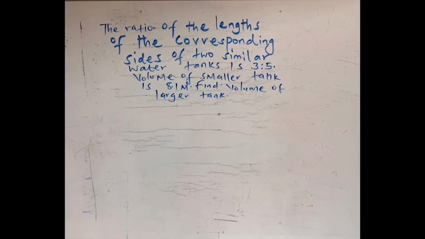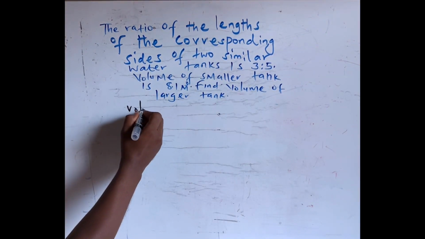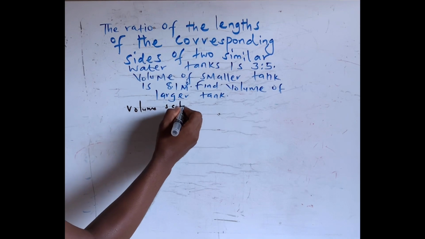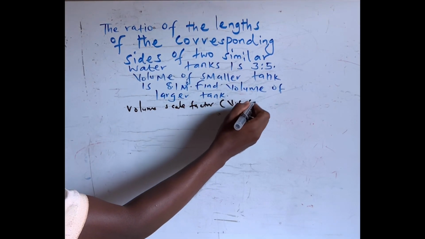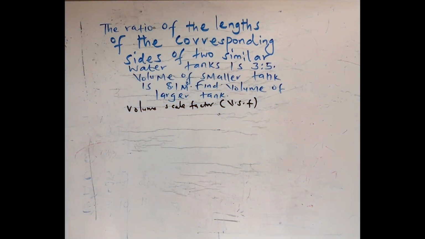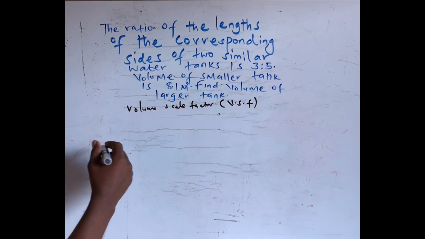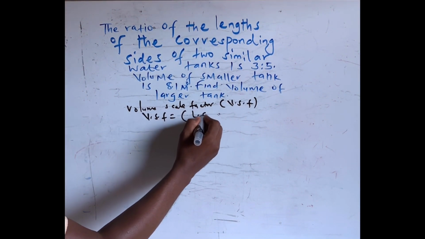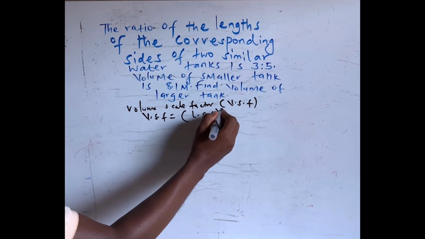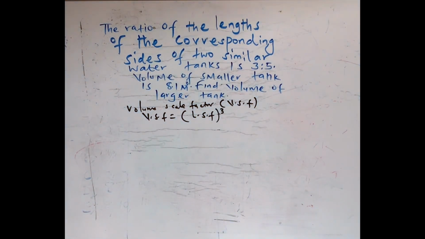To find the volume of the larger tank, we can use the concept of volume scale factor, abbreviated as VSF. The volume scale factor is the cube of the linear scale factor. Volume scale factor will be the cube of LSF. LSF stands for the linear scale factor.